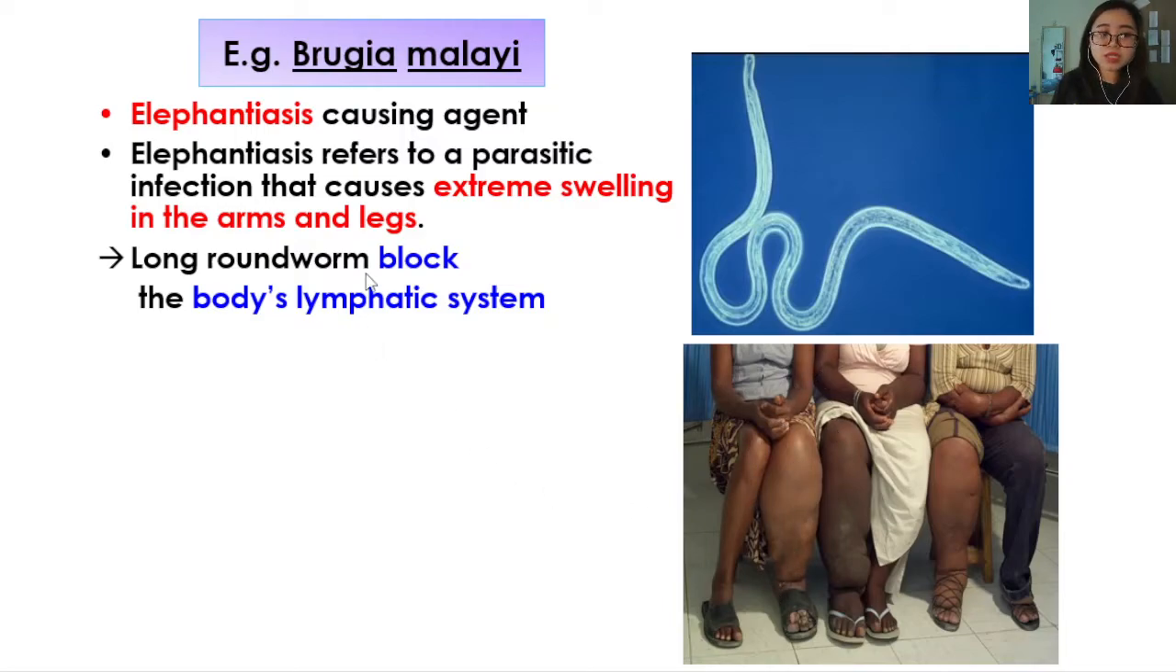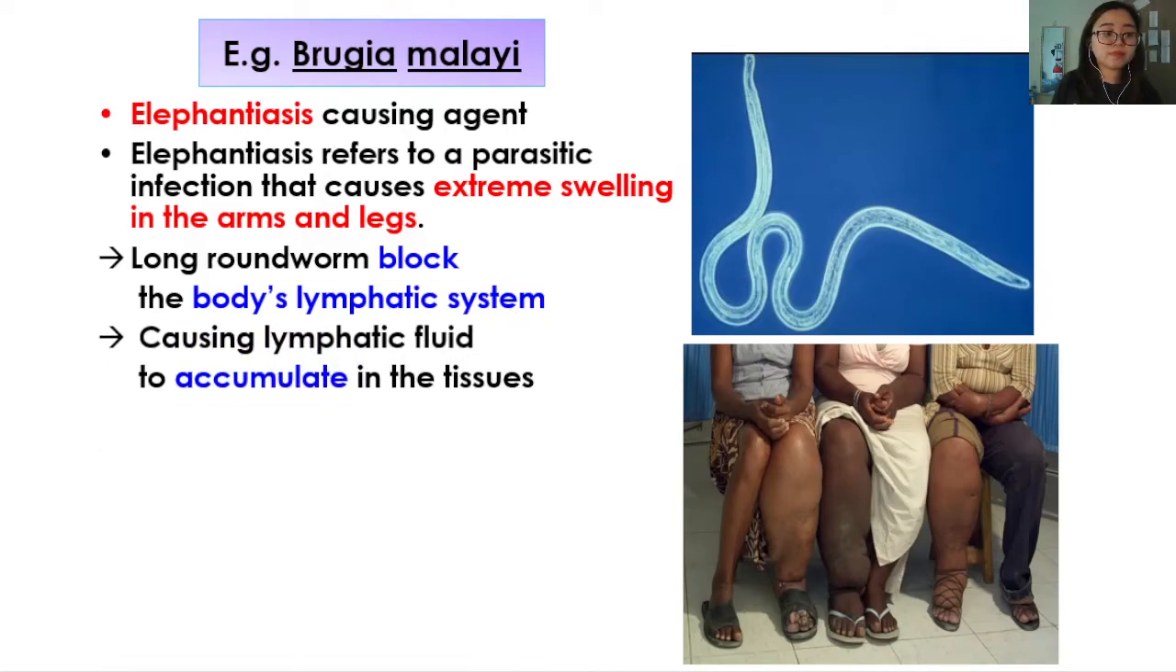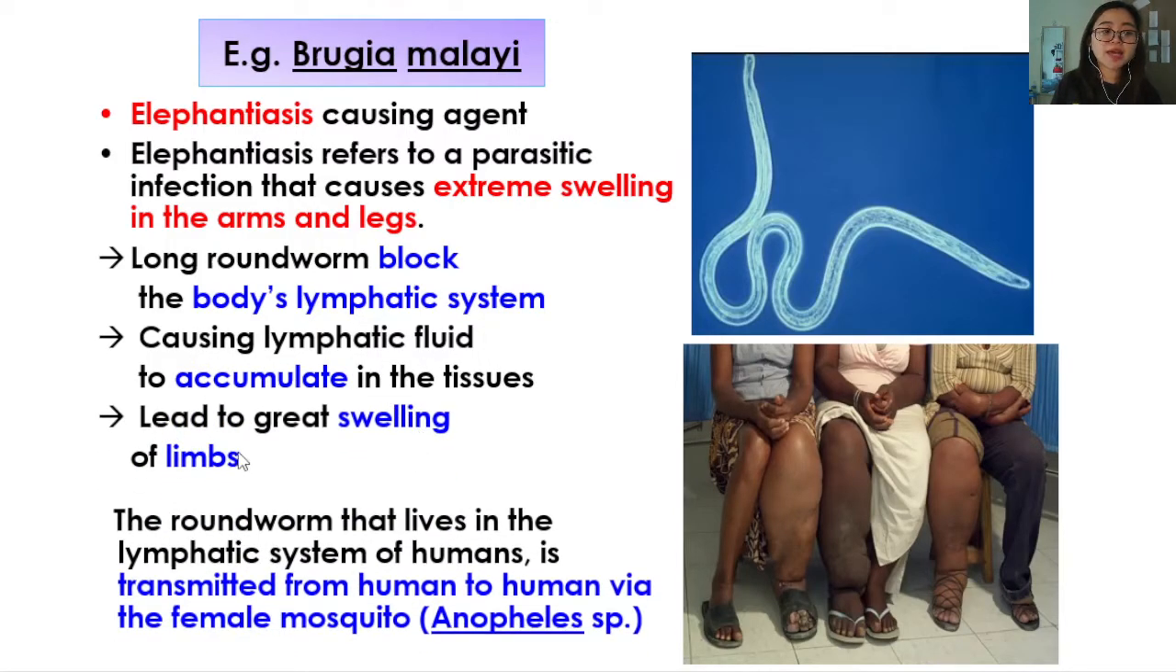So in other words, Brugia malayi causes your lymphatic system to get blocked, macam parit tersumbat. So this causes lymphatic fluid to accumulate in the tissues and leads to great swelling of limbs. This roundworm that lives in the lymphatic system of humans is transmitted from human to human via the female mosquito called Anopheles species. So dia bukan datang daripada makanan.